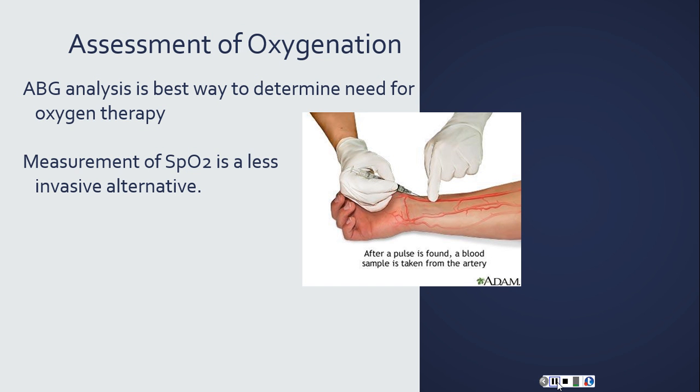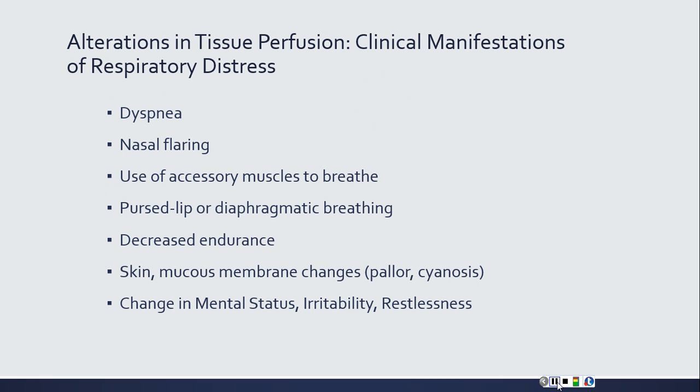All right, so here are some of these that we've talked about. You've got dyspnea, nasal flaring, and also the use of accessory muscles. Pursed lip or diaphragmatic breathing. What is that? What's pursed lip or diaphragmatic breathing?